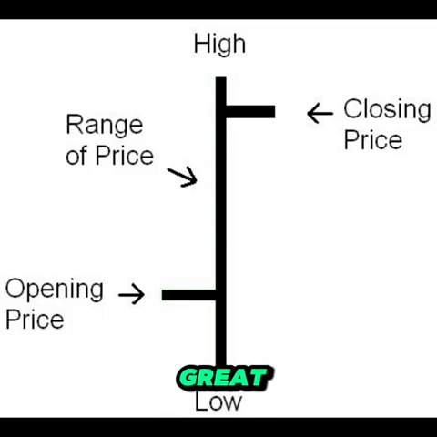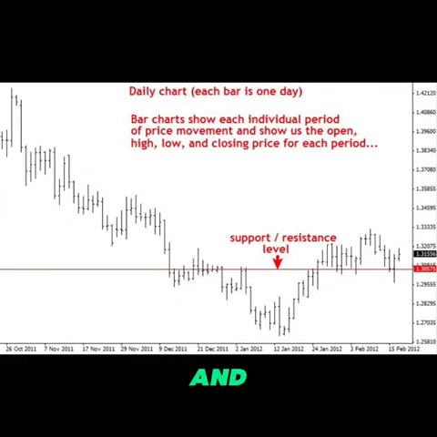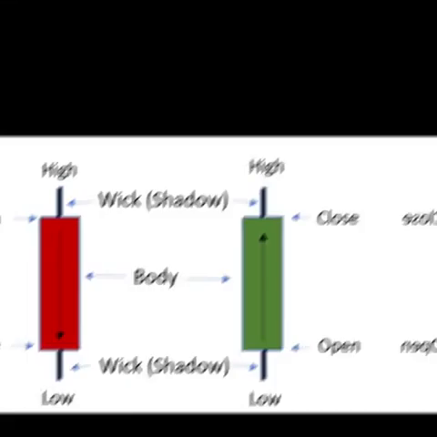Bar charts are great for quickly identifying trends and key price levels. Traders often use them to spot support and resistance levels, as well as to assess market volatility. Now, let's move on to candlestick charts.